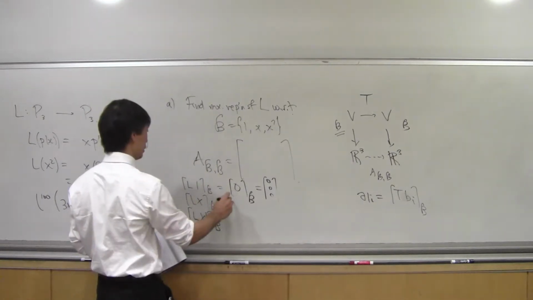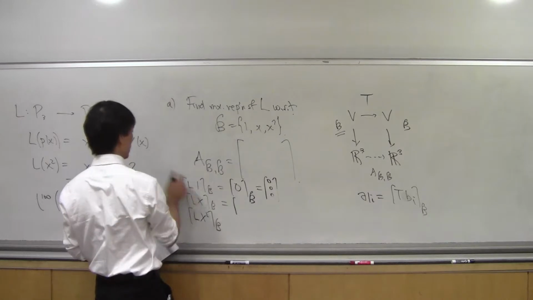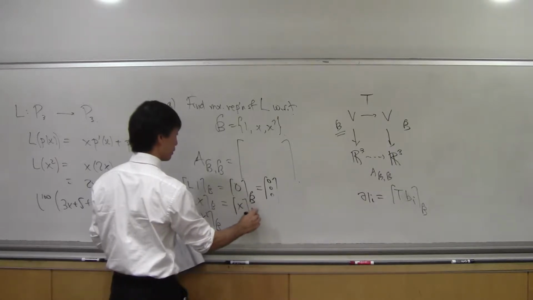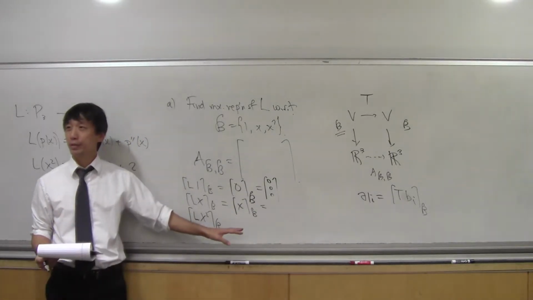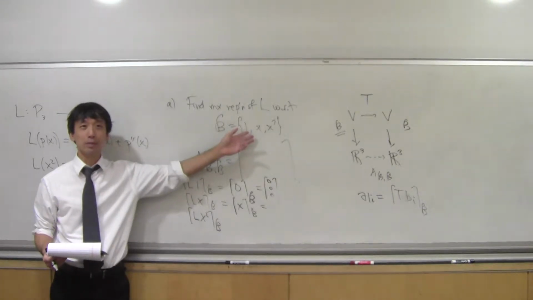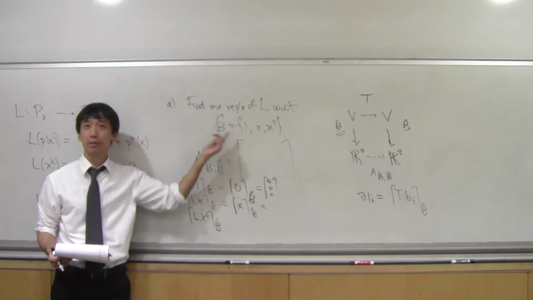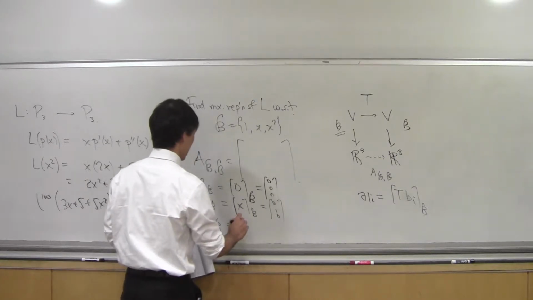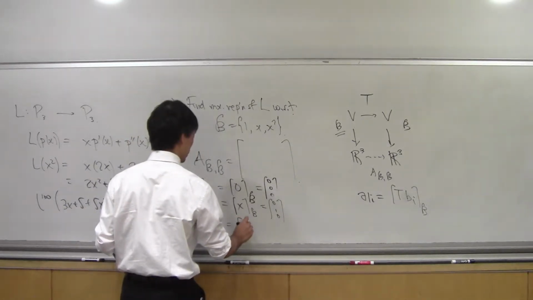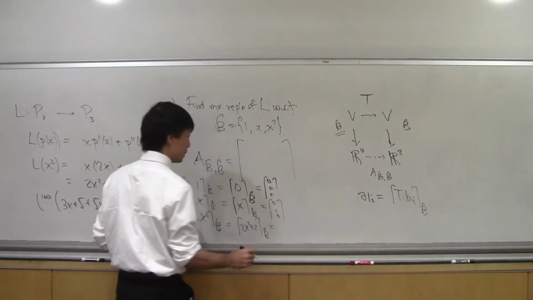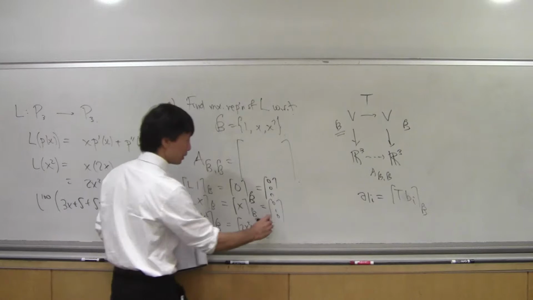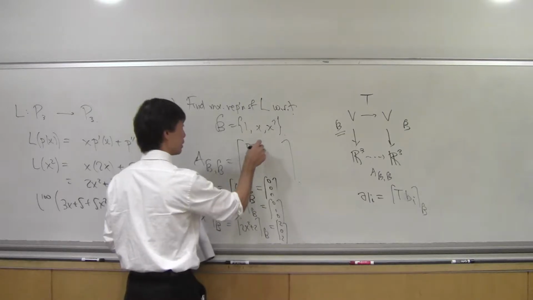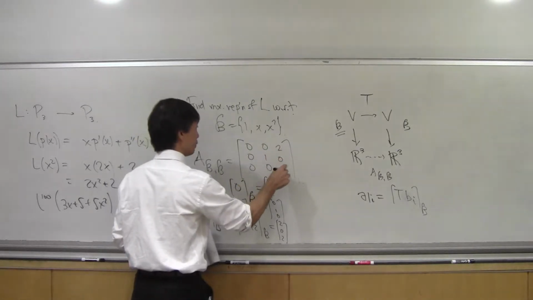L of x, well, you take the derivative, multiply by x, take the second derivative, which is 0. So you get the coordinate vector of x with respect to the 1, x, x squared basis. That's going to be 0, 1, 0. L of x squared we did already. It's 2x squared plus 2. With respect to the b basis, that coordinate vector is going to be 2, 0, 2. So that gives you the columns of your matrix representation with respect to that basis.